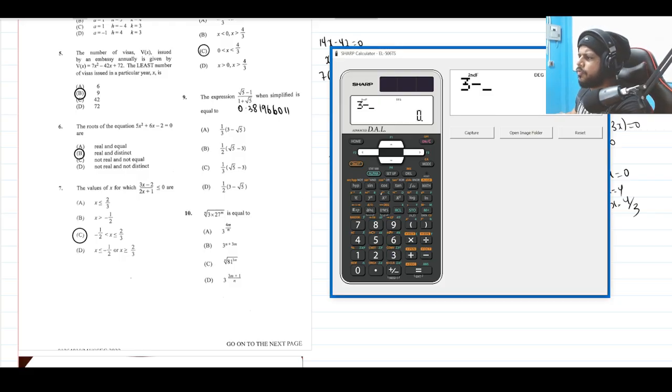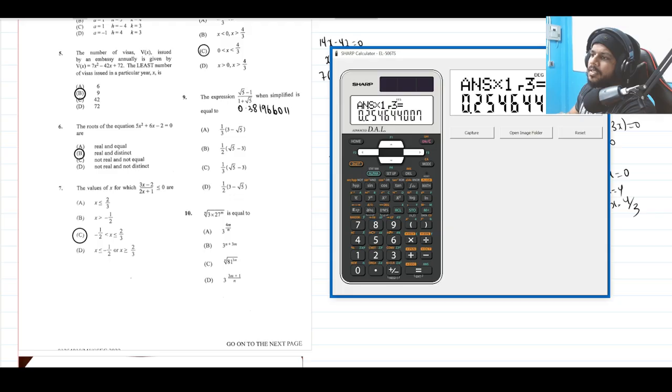3 minus root 5, this gives me a positive number. These two will give me negative numbers here. B and C will give me negative numbers, so it's either A or D. This is 3 minus root 5 and it's multiplied by 1/3. It can't be A, so it has to be D. This is a repeat, straightforward repeat. The answer is D. Bam bam bam.